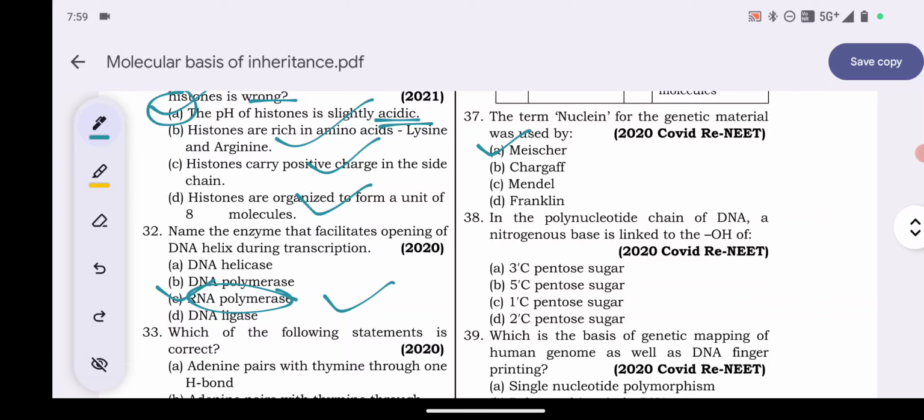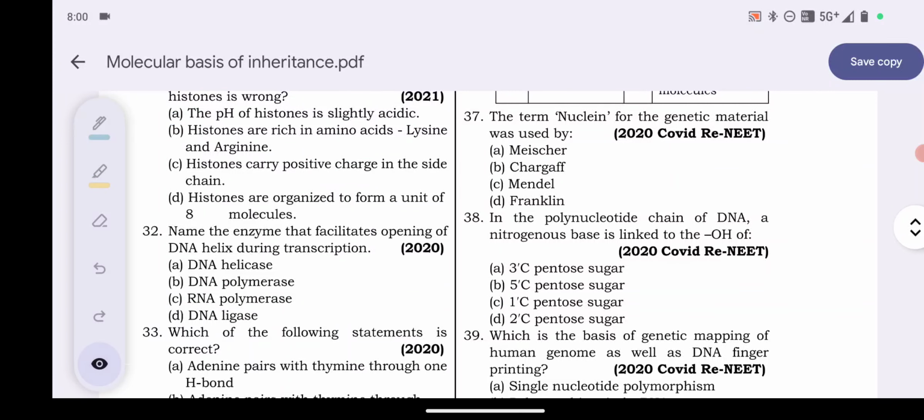Question number 38. In the polynucleotide chain of DNA, a nitrogenous base is linked to the OH of 3' pentose sugar, 5' pentose sugar, 1' pentose sugar, 2' pentose sugar. So here the answer will be option C, 1' pentose sugar. Explanation. A nitrogenous base is linked to the pentose sugar through a N-glycosidic linkage to form a nucleoside. The nitrogenous bases are purines or pyrimidines. Nitrogenous base is attached to the hydroxyl group of 1 prime pentose sugar.